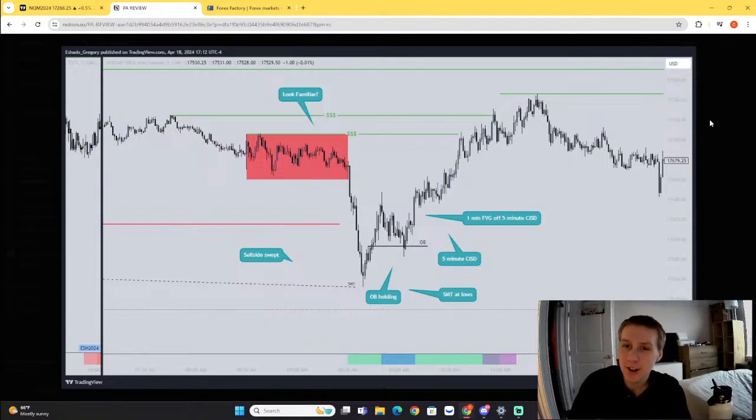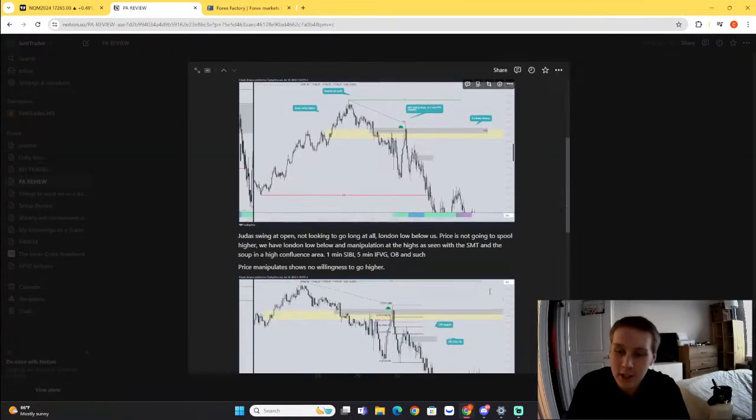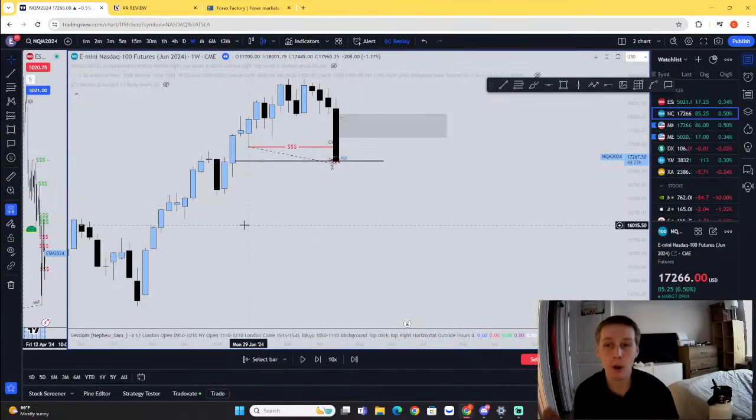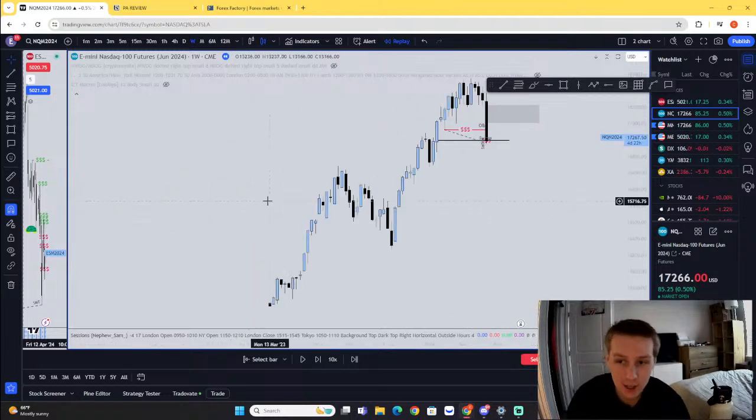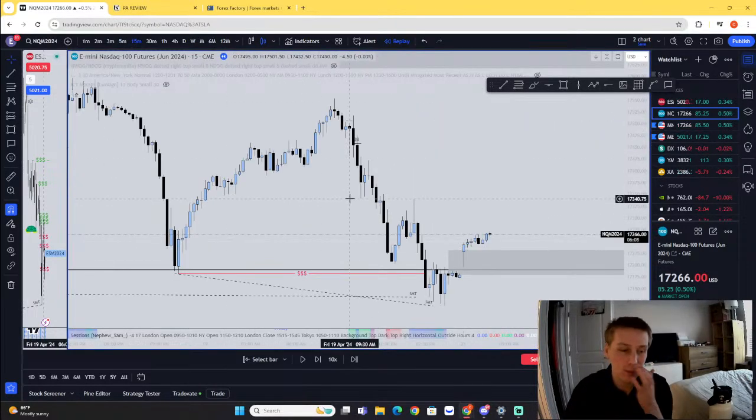But SMTs, y'all. If we don't have an SMT, we're likely not going to reverse. SMTs just make the probability of us reversing a lot more likely. I'm always looking for SMTs, but only look for those higher time frame SMTs. I had a 5 minute SMT on Monday and a 15 minute sell on Thursday.